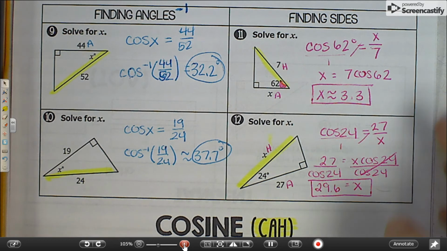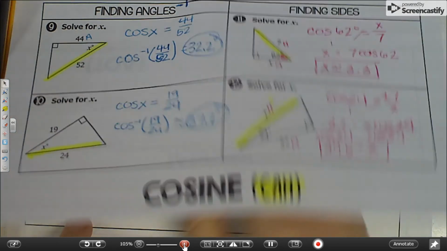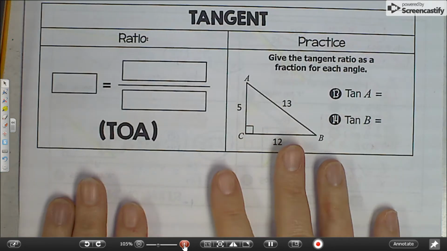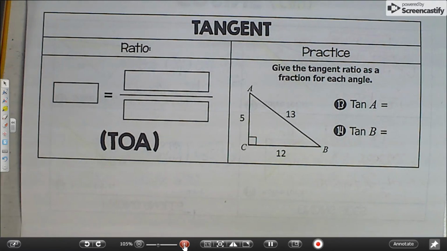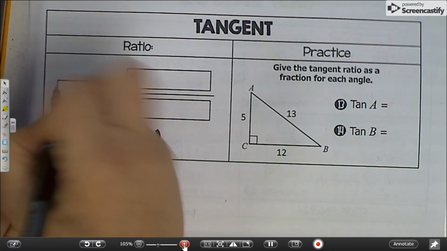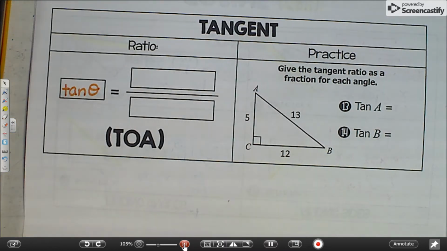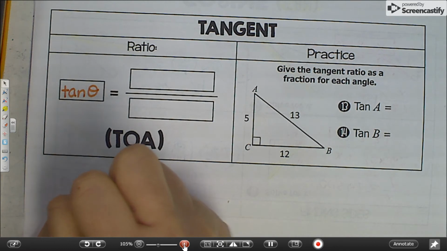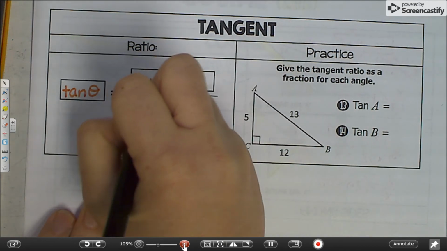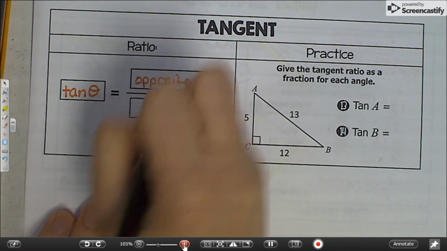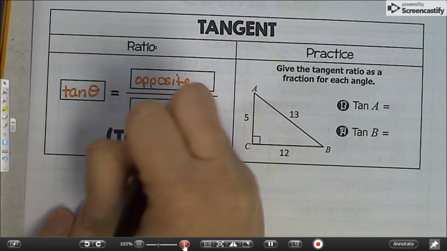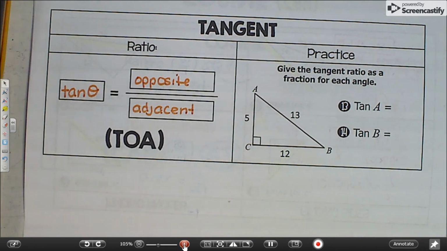All right, so that's sine and cosine. They work exactly the same. And there's one more that we're going to use. Tangent. So tangent is the same deal. Tangent of the angle, we use theta or x. But if you see TOA, it's opposite over adjacent this time. So you have to be really careful to know the difference between opposite and adjacent.